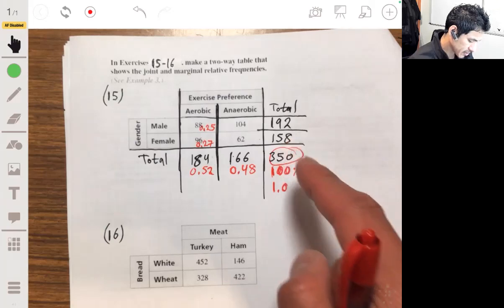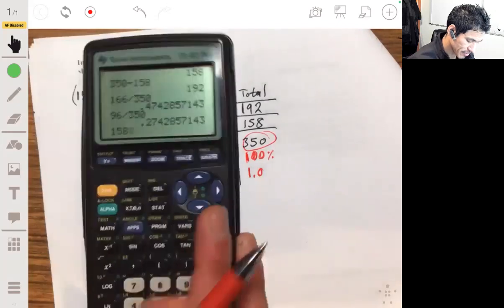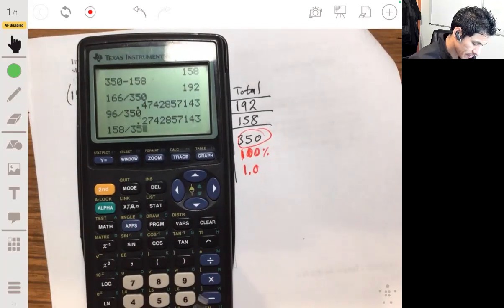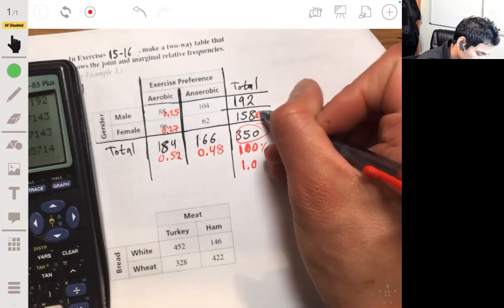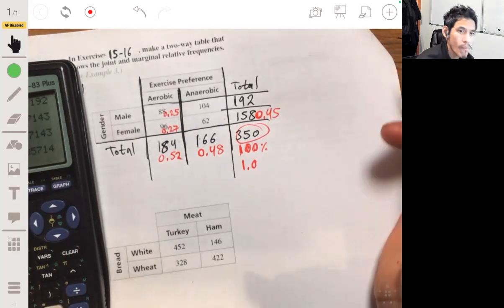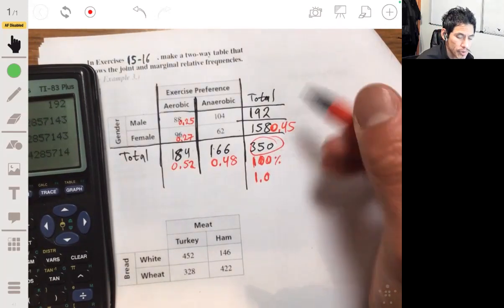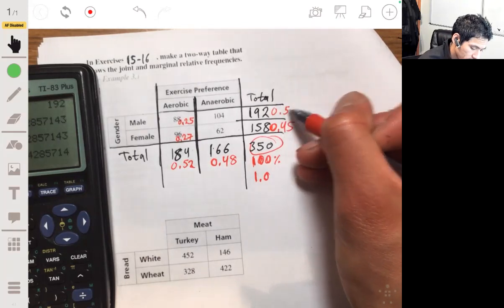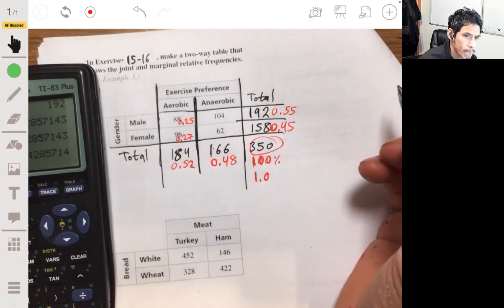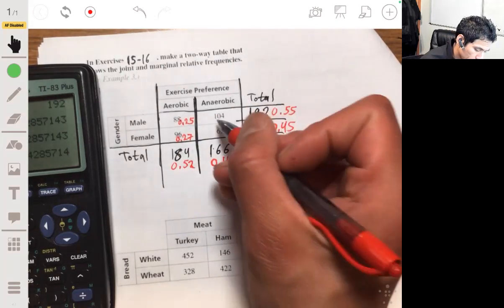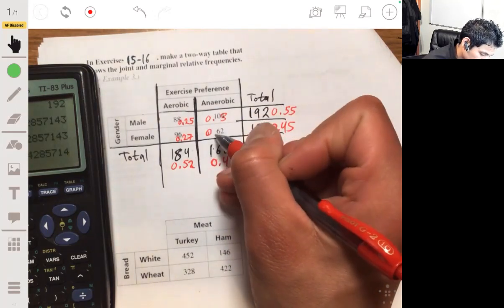152 is what percent of 350? Did I say 152? I mean 158 divided by 350. About 45% or 0.45. What plus 0.45 gives you 1 or 100%? 0.55. And we just work our way through. So then this would be 0.3. So 0.18.